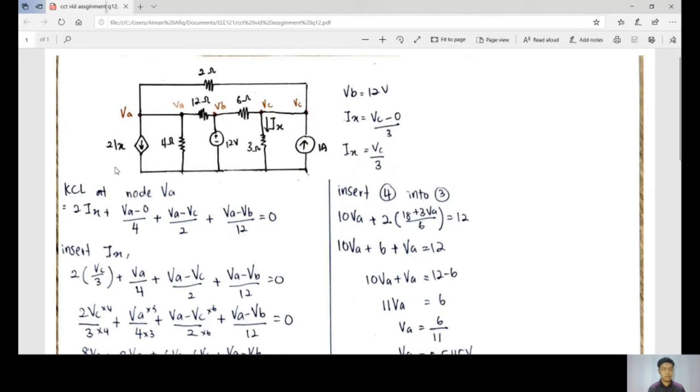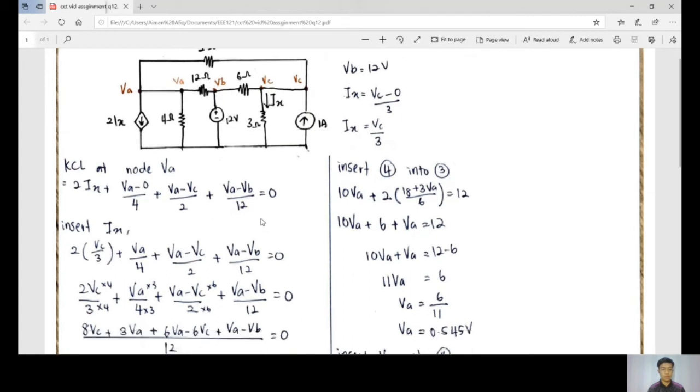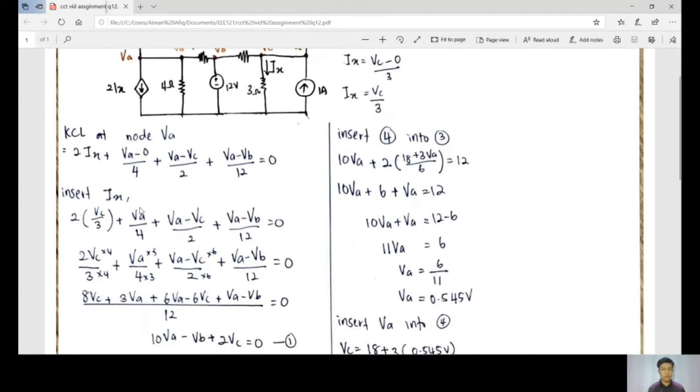The KCL at node VA is 2Ix plus (VA minus 0) over 4, plus (VA minus VC) over 2, plus (VA minus VB) over 12, equal to 0. Then we insert the value of Ix, so there is 2 times VC over 3, plus VA over 4, plus (VA minus VC) over 2, plus (VA minus VB) over 12, equal to 0.